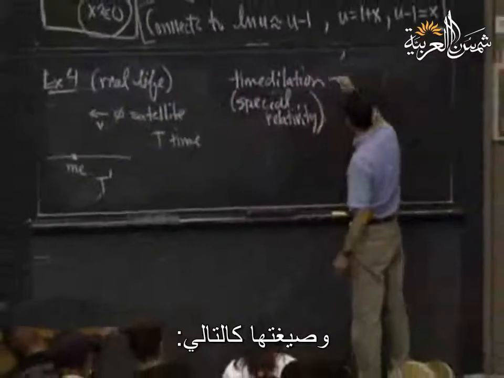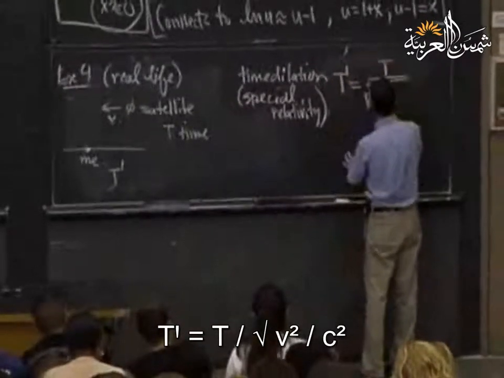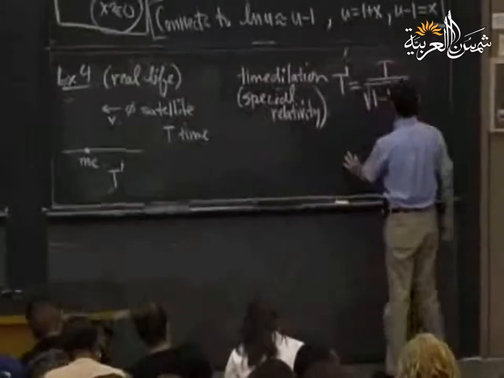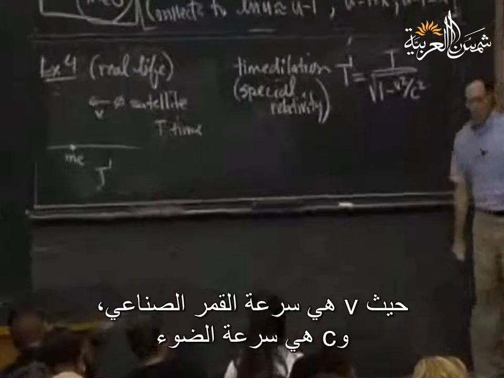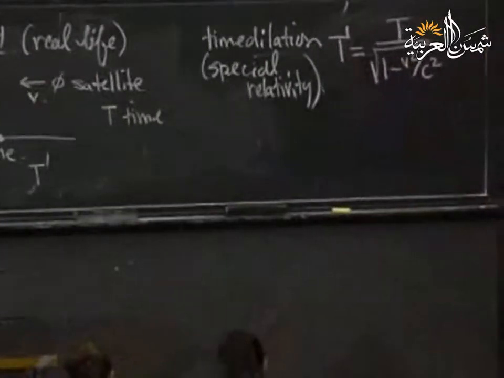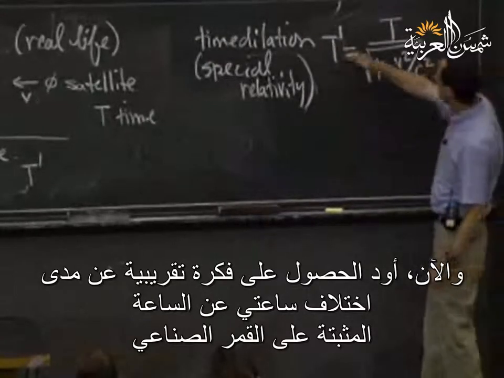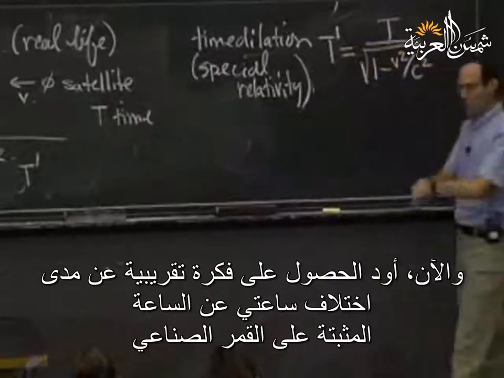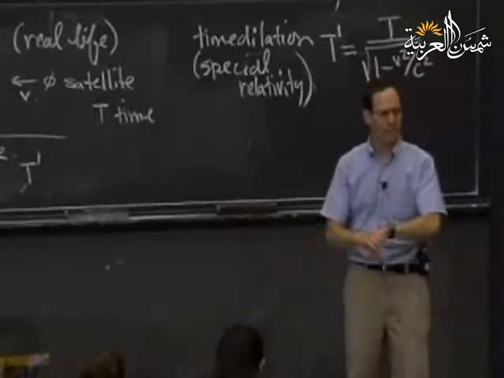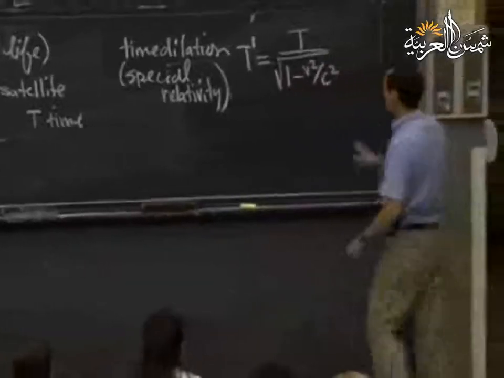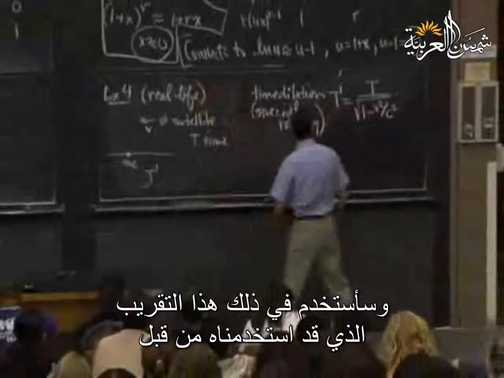And it's the following formula. T prime is equal to t divided by the square root of 1 minus v squared over c squared, where v is the velocity of the satellite and c is the speed of light. Okay? So now I'd like to get a rough idea of how different my watch is from the clock on the satellite. All right? So I'm going to use this same approximation. We've already used it once.